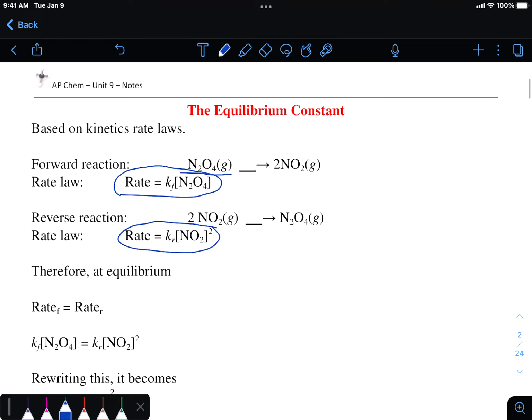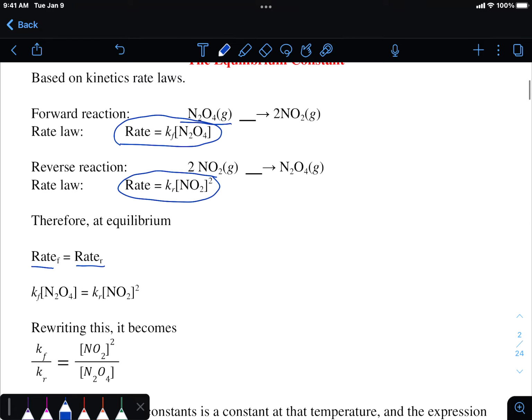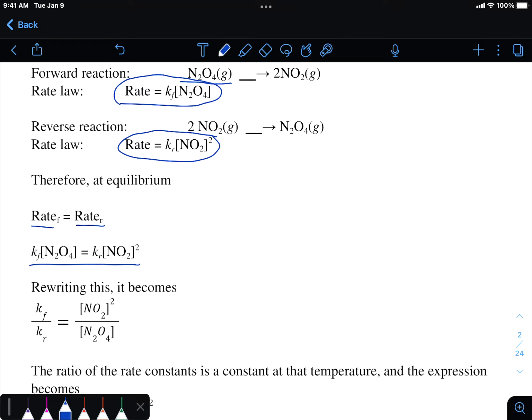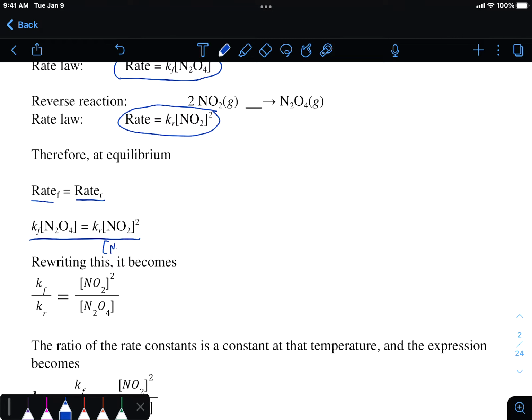So by definition, because the forward rate and the reverse rate are equal, then these two rate laws can be set against each other. And rearranging to solve for the constant k then looks like this. I'm just going to divide both sides by N2O4, and I'm going to divide both sides by kR. And so this is how we arrive at this relationship.